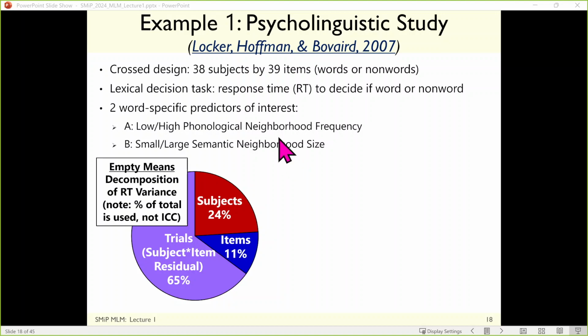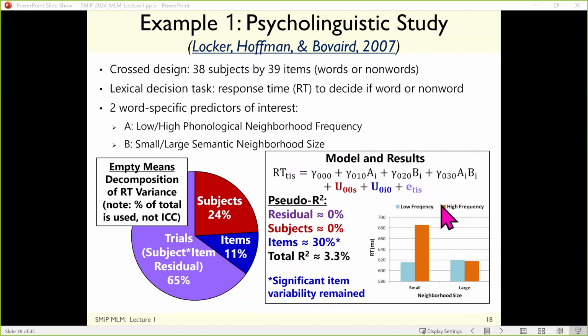Yeah, these are item characteristics. Item characteristics can't explain why some people are faster than others. Item characteristics explain why some items are faster than others. And they can't explain the unique combination of subject by item either.